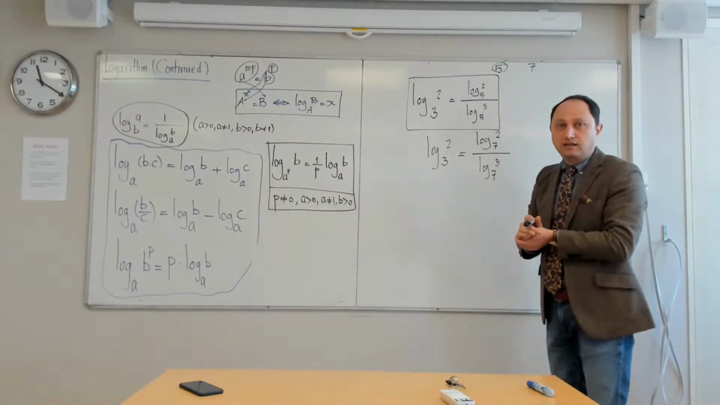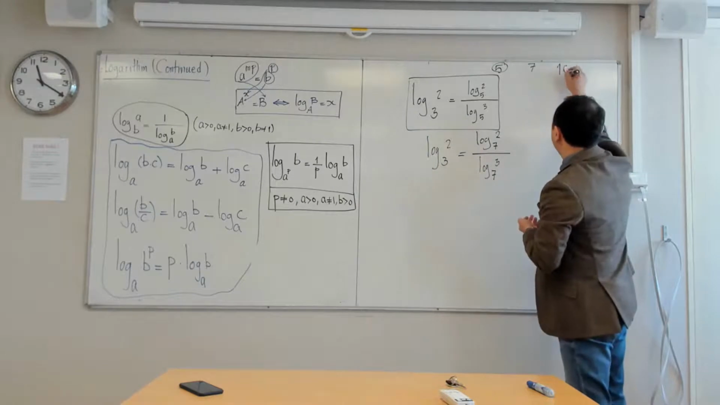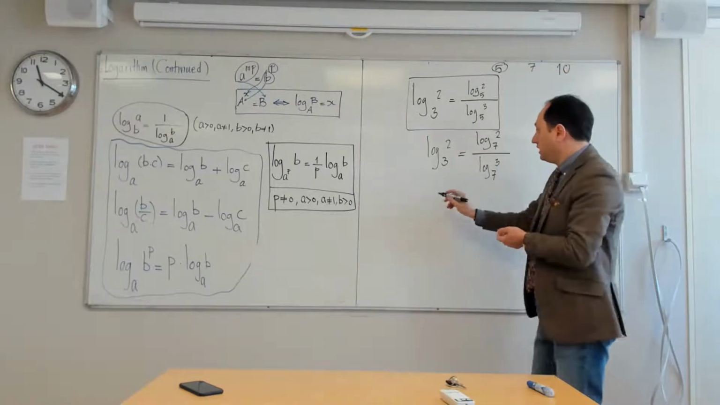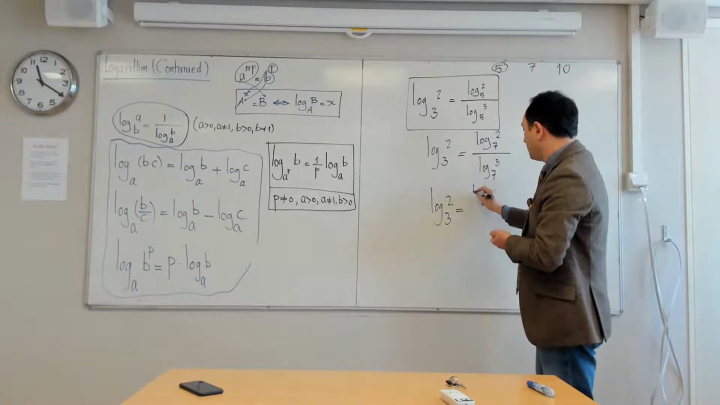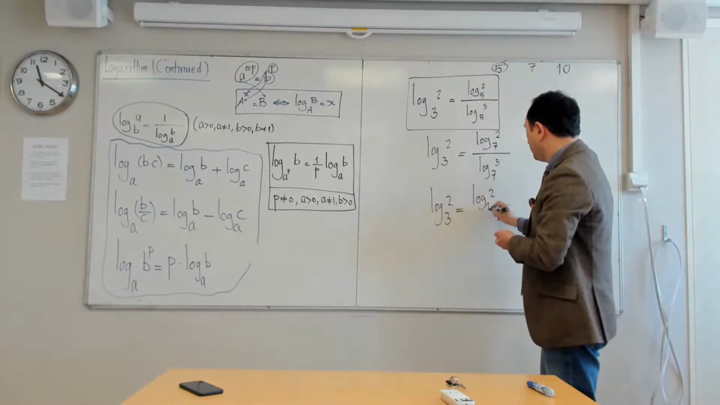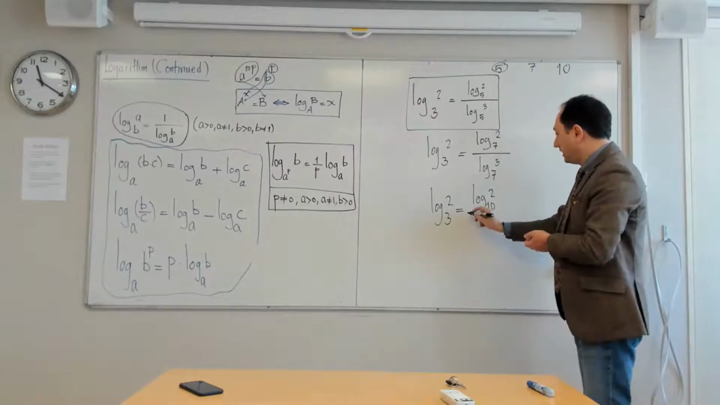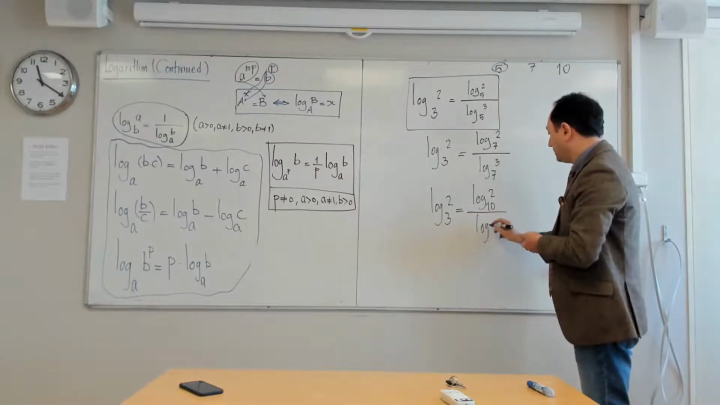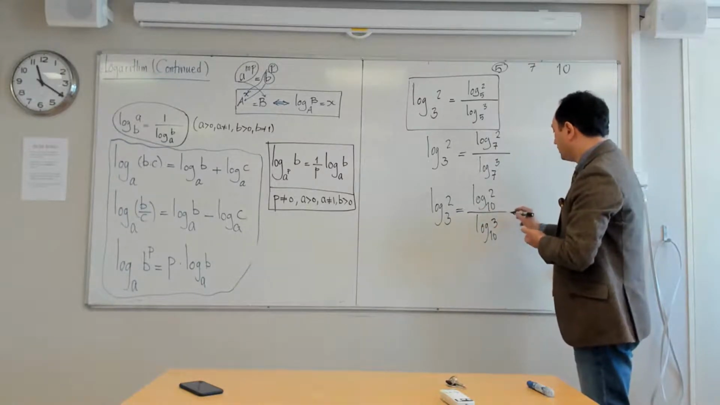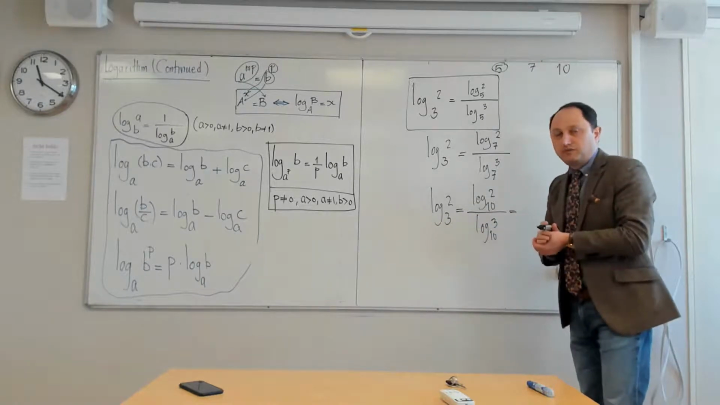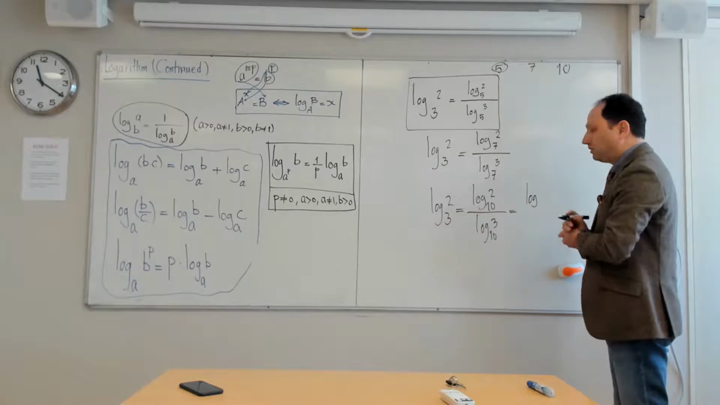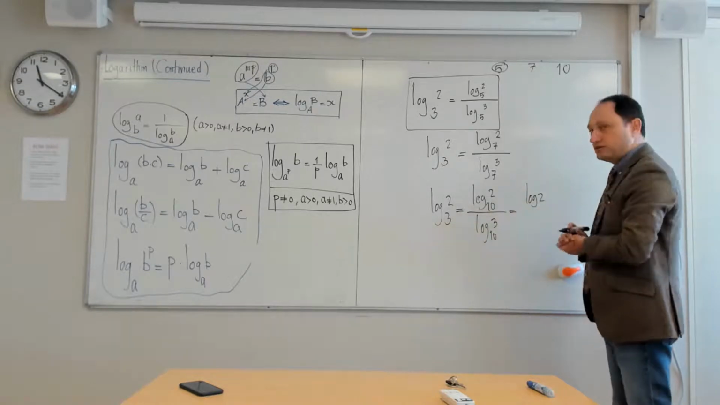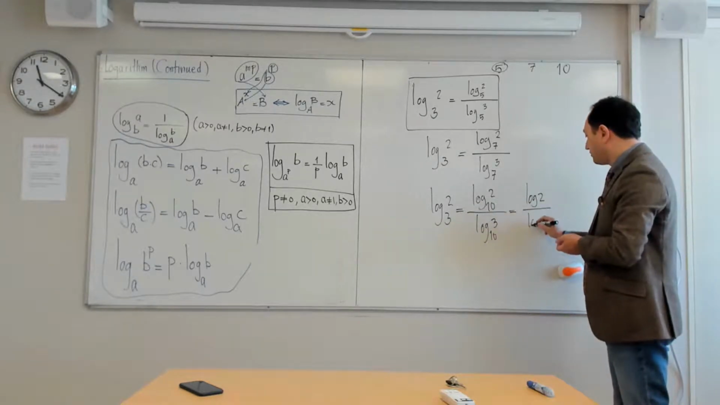Let us choose 10. Let me choose 10. Okay, in that case, log of 2 in the base 3 becomes the log of 2 in the base 10, and then log of 3 in the base 10. But I told you, when the base is 10, we don't even bother to write it down. So it takes a very nice simple form. It becomes the log of 2 divided by log of 3.